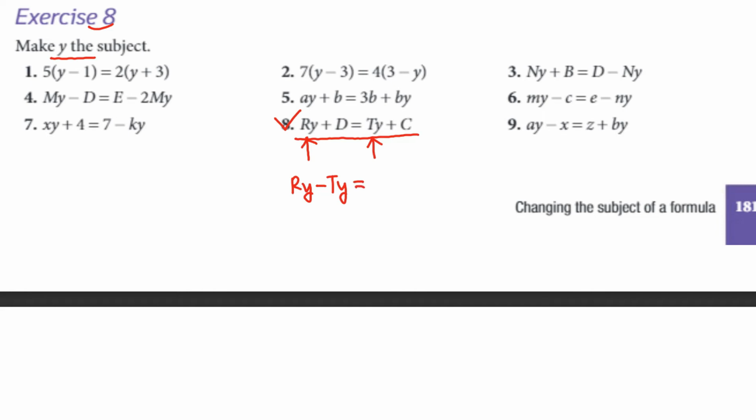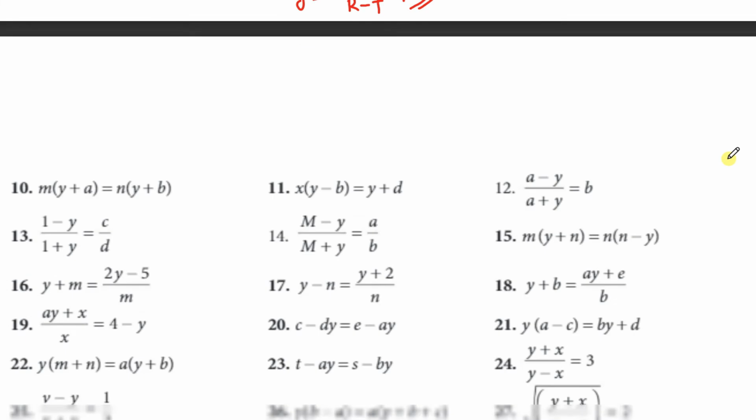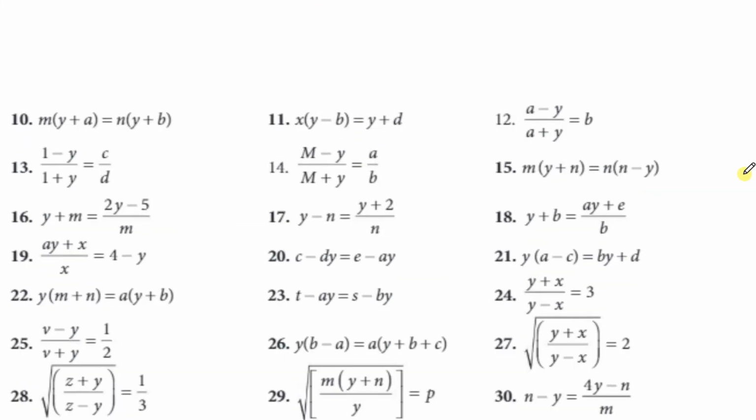Then the rest of the part goes on the right side, c, and d goes to the right side, so c minus d. Now take y common, then it turns to r minus t, and on the right side it is c minus d. It is easier now to make y the subject. Easily you can write c minus d divided by r minus t, and this is our answer for this question.